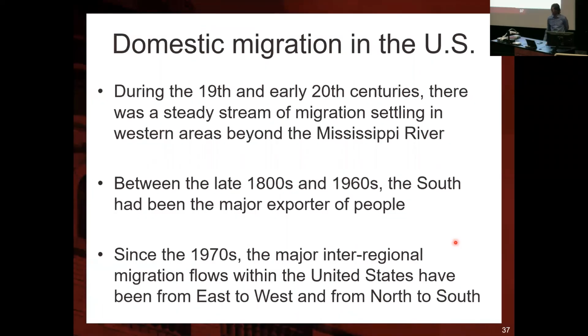And then going into examples of internal migration in the US. During the 19th and early 20th centuries, there was a steady stream of migration settling in the western areas beyond the Mississippi River. Between the late 1800s and 1960s, the South had been the major exporter of people. Since the 1970s, the major interregional migration flows within the US have been from east to west and from north to south.